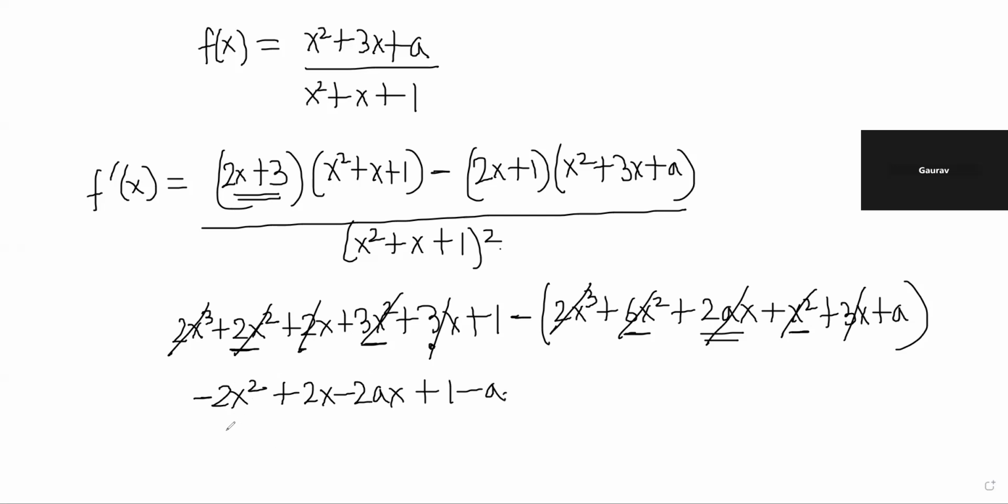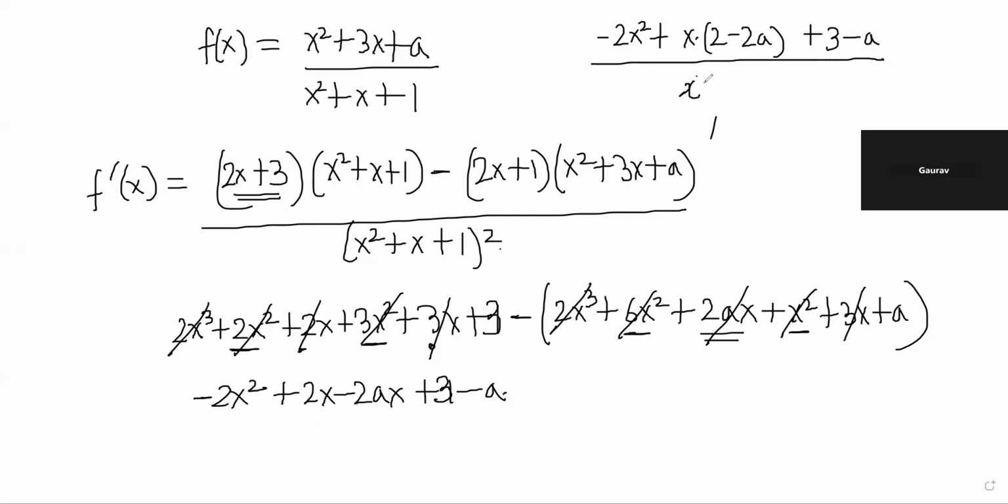Correct. Sir, it should be plus 3 minus a, right? Yes. 3 minus a. So we are getting this as my derivative: minus 2x square plus x common 2 minus 2a plus 3 minus a, divided by x square plus x plus 1 whole square, right?